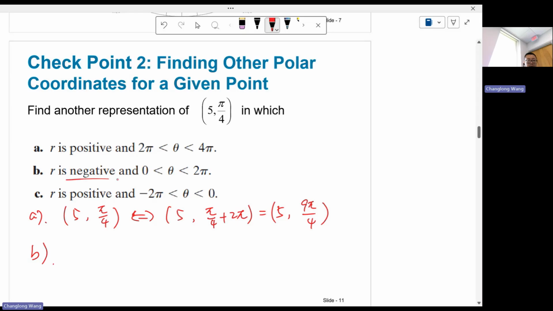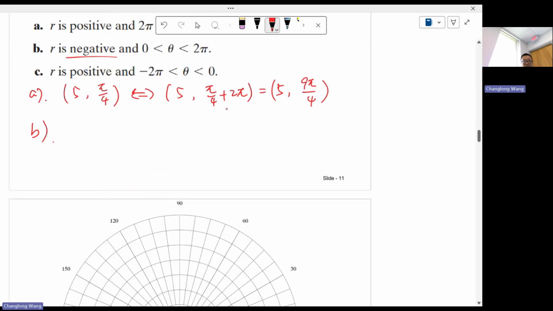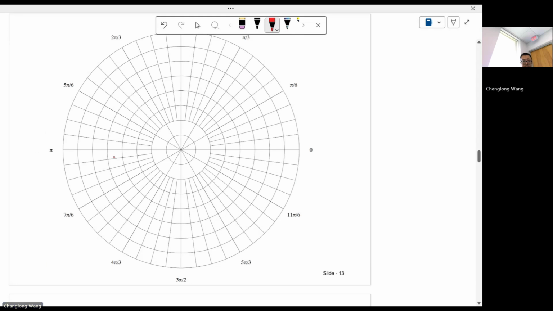This is actually the tricky one. How would you make the r negative, but you're still looking at the same point? Don't forget that you have two components, both the r and the theta. You can change them. Well, if you don't see it right away, let's plot it. So now, if you don't mind, I'll come back to this in a minute. Let's go ahead and plot 5 pi over 4 on this radians graph.